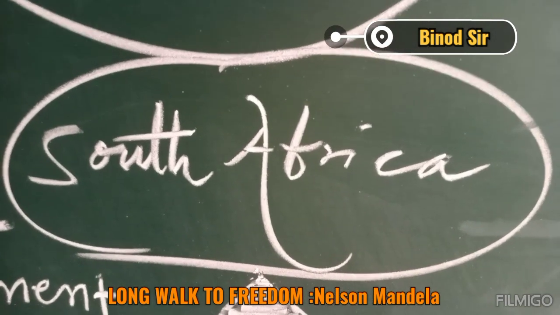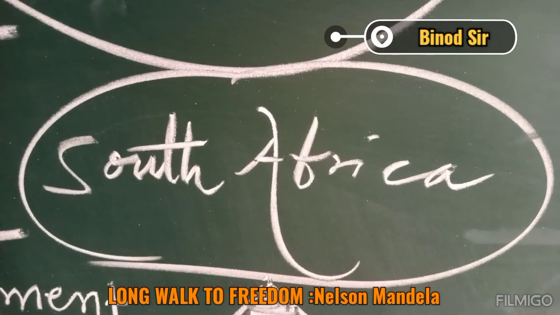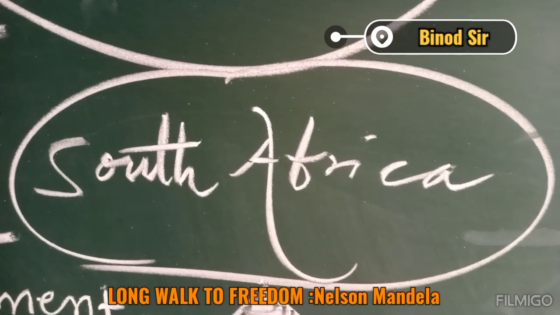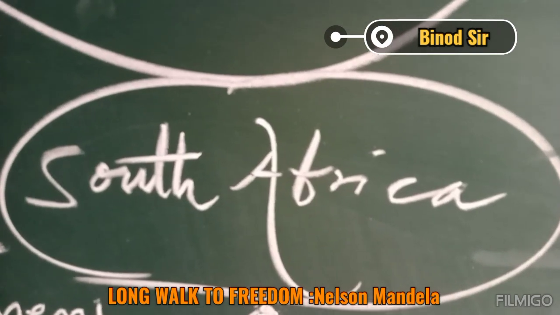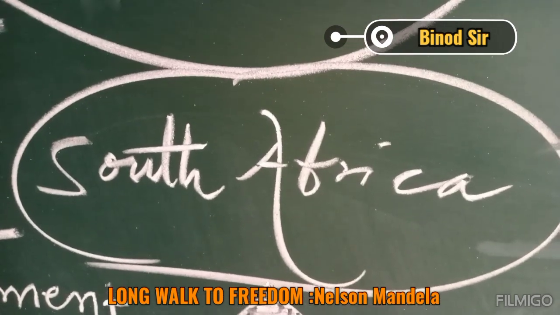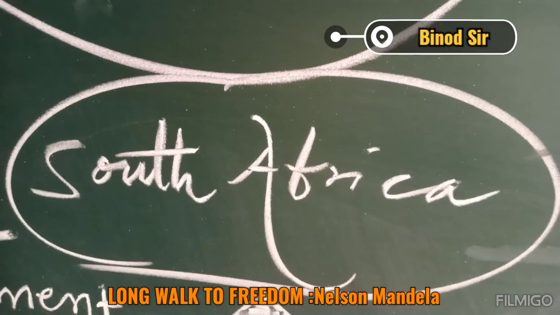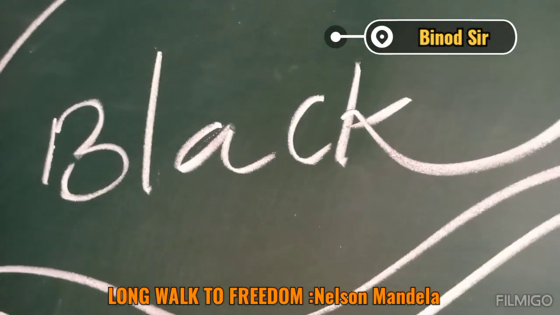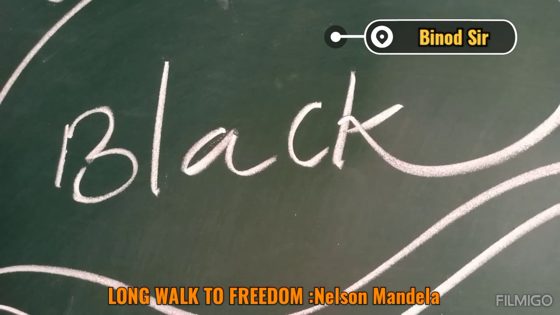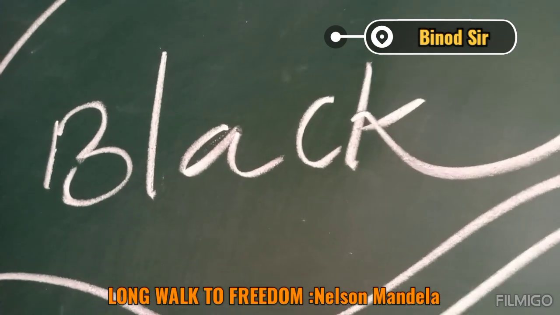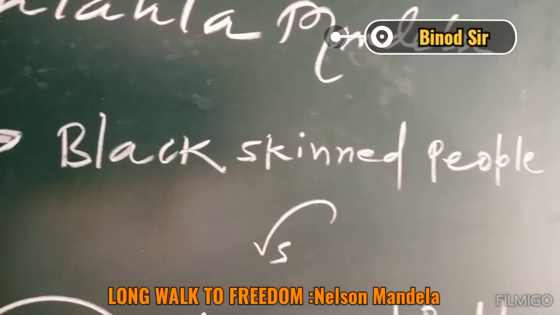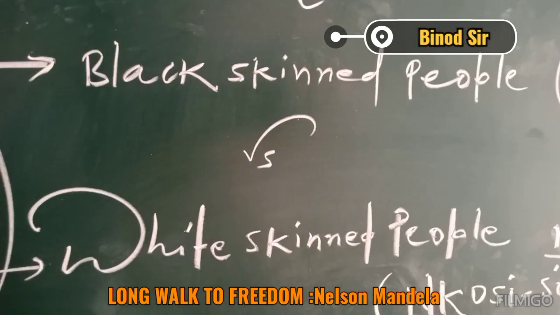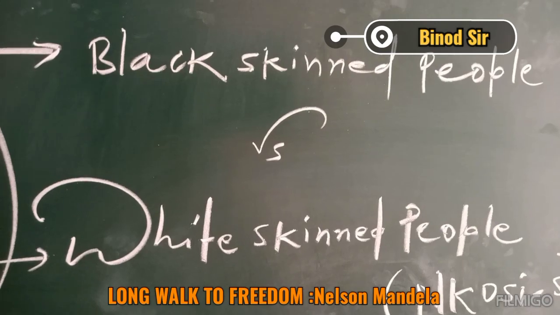Already we know that South Africa is famous for gold, ornaments, jewels, diamonds and everything. It means South Africa is very rich in mineral resources. But the people, mainly black, are deprived of everything in their own country. That's why this is the struggle between black skinned people versus white skinned people, which is not good for your country.